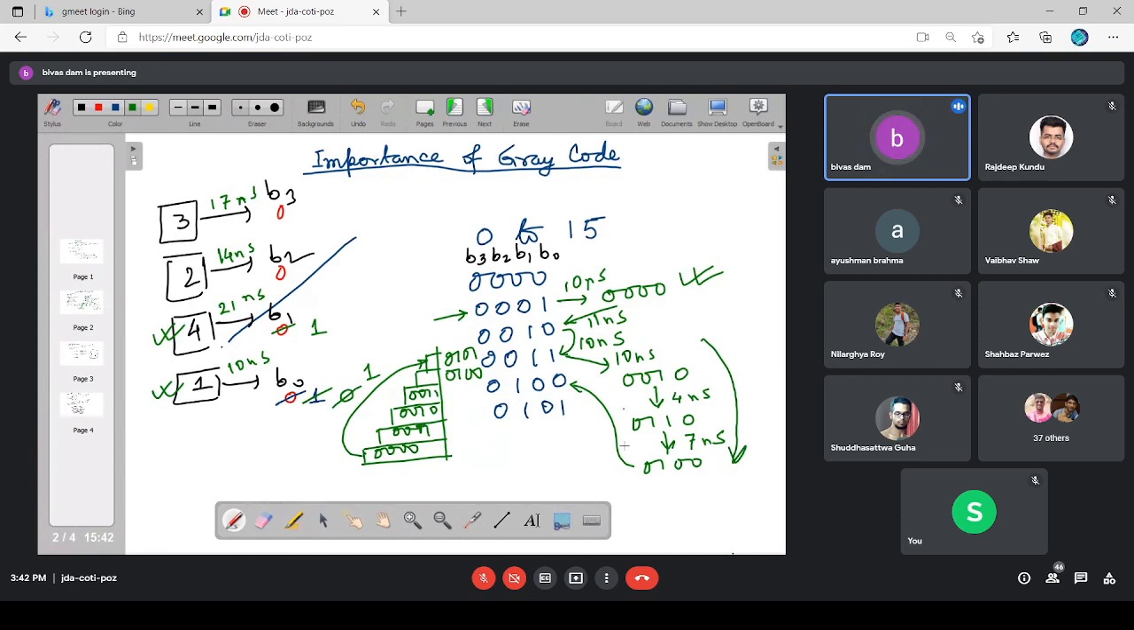But in case there is more than one state change, that means if between two count states more than 1 bit is changing its state, in that case, invariably, due to the propagation delay mismatch, there will be glitches or transient states between two successive count states. Okay, you get this point?